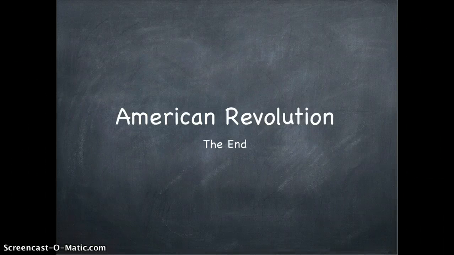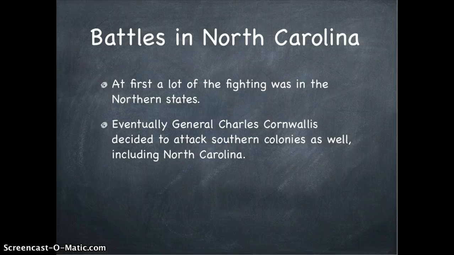Today we're going to finish up talking about the American Revolution. What happened at the end and what were the effects of the war on the American colonists and on Britain? To start with, we're going to talk about the battles in North Carolina, which means the colonists were fighting the British soldiers and there was a war going on, even right here in Charlotte, North Carolina.